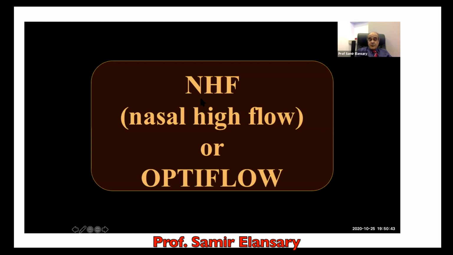About nasal high flow, a non-invasive method or OptiFlow, for weaning of the patient from the ventilator, it is very good. We deliver about 50 to 60 liters of oxygen through a nasal catheter, humidified air, and so on. This method is advisable in cases of COPD and heart failure patients during weaning. It will lessen the ventilator days and may lead to successful weaning of the patient. But in cases of acute respiratory failure, such as ARDS patients, it is not valuable, and it may lead to more mortality.